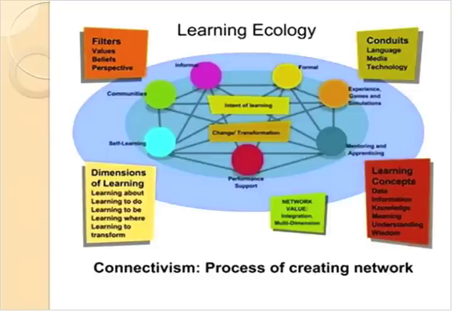And Siemens maintained that the pipe or the conduit used to transfer this information may include language, either oral, written, and face-to-face, media, TV, radio, technology, especially Web 2.0 technology, including wiki, blog, RSS feed, social network, and email. Now, not all of the information is accepted or taken as it is. It's usually filtered by individual values, beliefs, perspectives, and even their own experience.